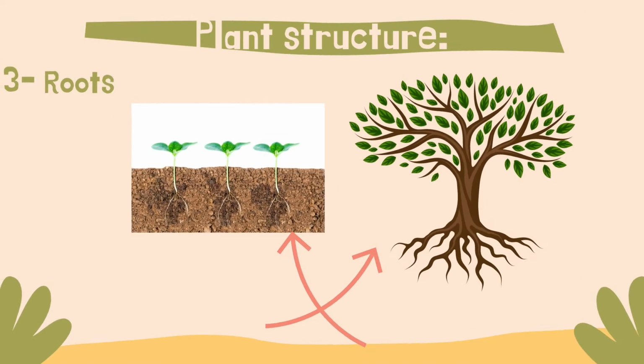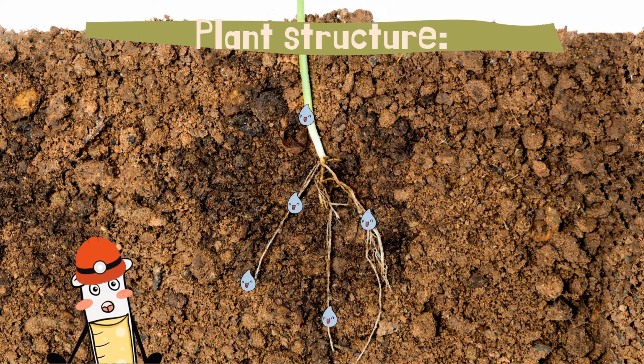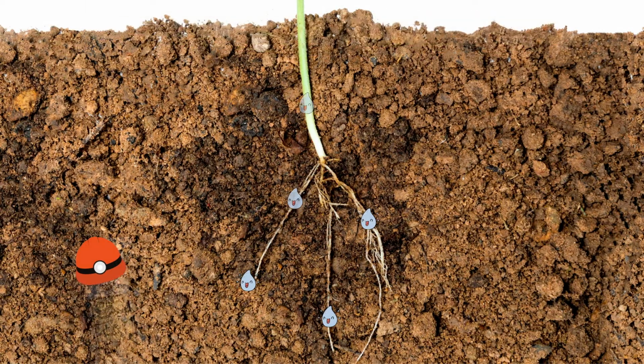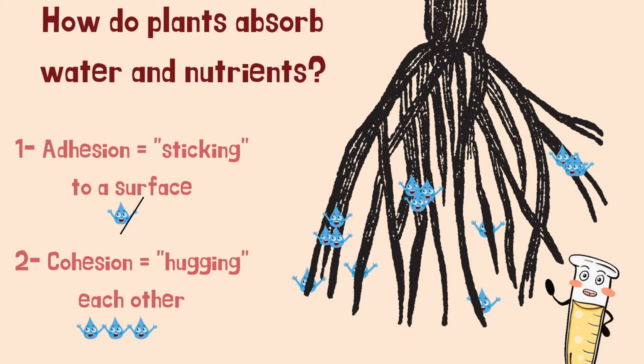And now, let's talk about the last thing that all plants have in common, the roots. Do you know where the roots are? They are found underground. So let's take a trip all the way down into the soil and take a look at the roots. And here they are. These are the roots. The roots are tiny tubes that carry the food and the water to the stem, which then carries it to the leaves.